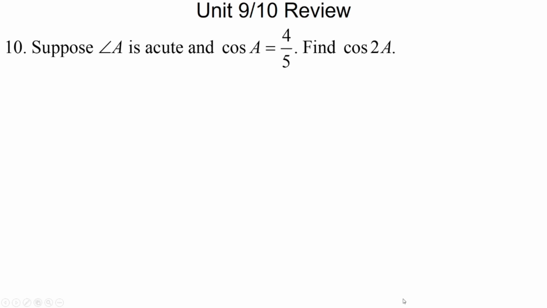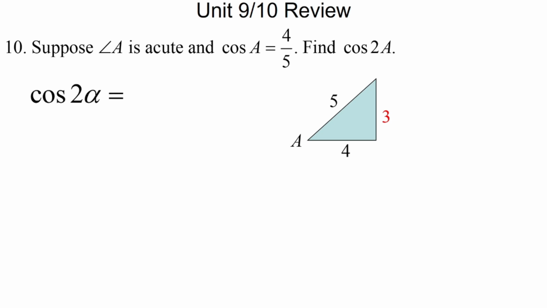Okay, number 10. Oh, same thing. Suppose angle A is acute and cosine of A is 4 over 5. We have that diagram already. There it is. And now we're finding cosine of 2A. All right, so remember our double angle identity for cosine? Cosine of 2 alpha is going to be, and we have 3 identities for cosine of 2 alpha. And you know what? I would use the identity that is in terms of cosine because that is the given. Although with this triangle, you could use any of the 3 identities. So I bet you I did 2 cos squared of alpha minus 1.